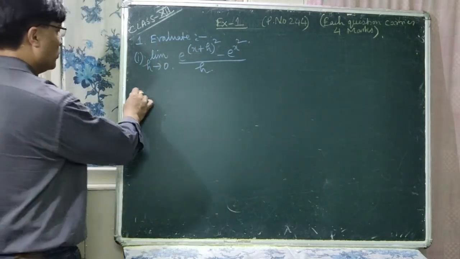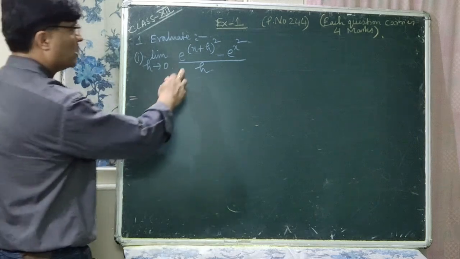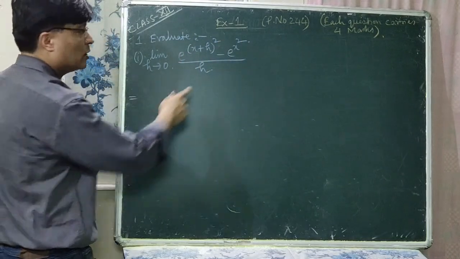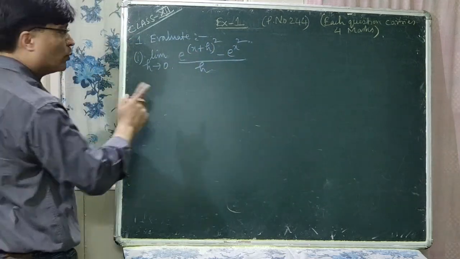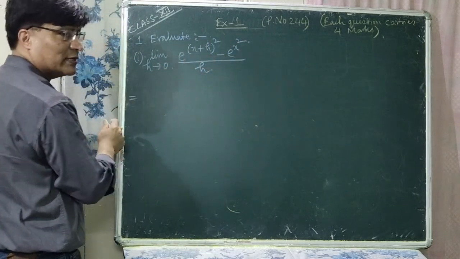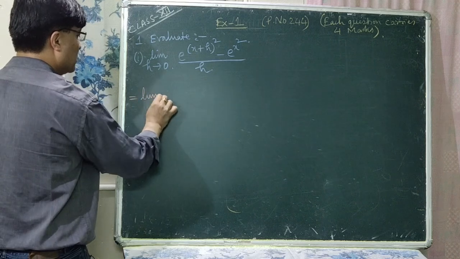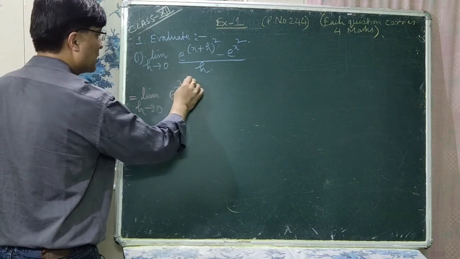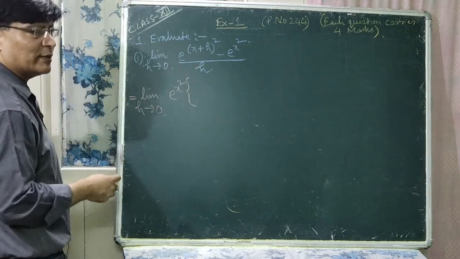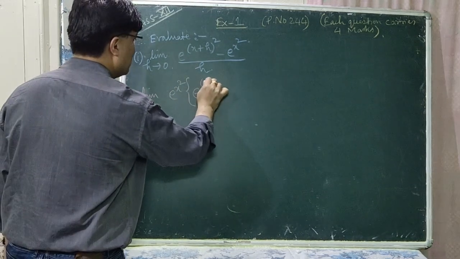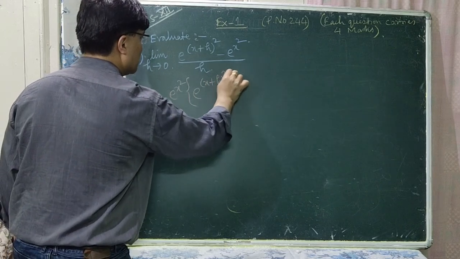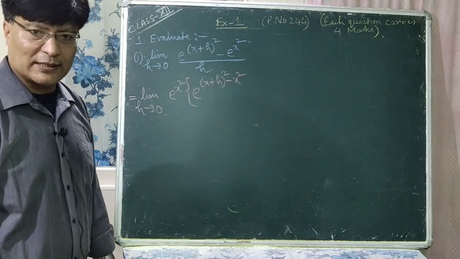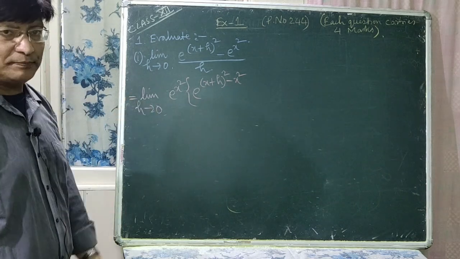Okay. So which is equal to, now in this case, e to the power x plus h whole square minus e to the power x square is there. You take common out here. So what is common here? E to the power x square is common. So limit h tends to 0, e to the power x square is taken common. So within second bracket, what do we get? E to the power x plus h whole square minus x square, isn't it? Is that clear?